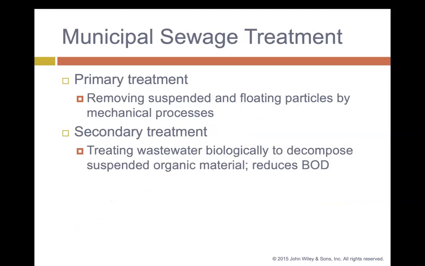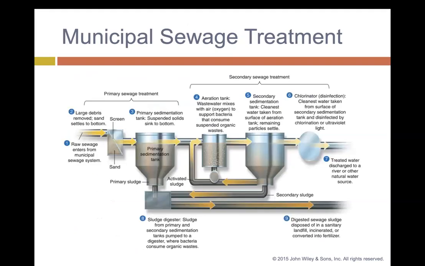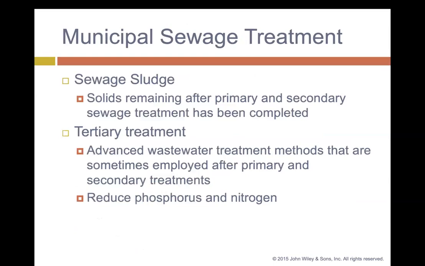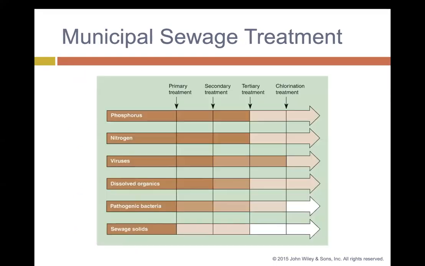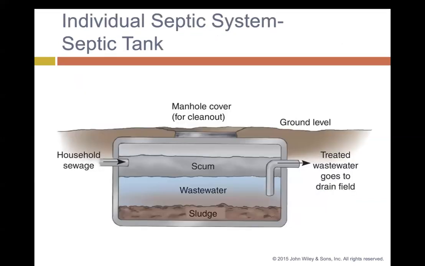Primary treatment versus secondary treatment of municipal sewage. Primary treatment is removing suspended and floating particles by mechanical processes. Secondary treatment involves treating wastewater biologically to decompose suspended organic material. So this is a look at what municipal sewage treatment looks like. Sewage sludge and tertiary treatment are extra processes that come off of that. And you can see in the primary, secondary, and tertiary treatment how and where we remove all of these harmful products.